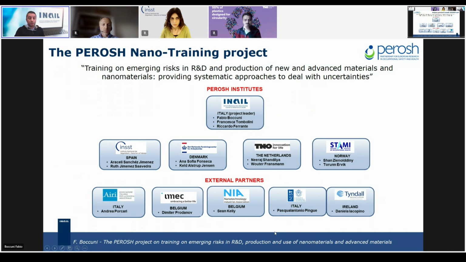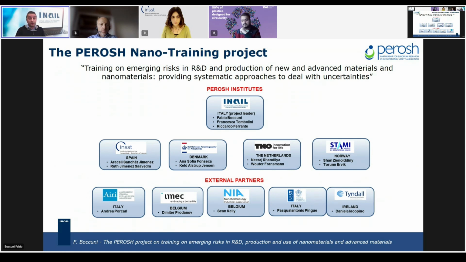So in this background, our role at the Occupational Safety and Health Institute is to promote safe and sustainable development of these new and advanced materials, with particular reference to nanomaterials. And in this background, we started our research project by involving 5 PEROSH institutes: INAIL from Italy, INSST from Spain, the NFA from Denmark, TNO from the Netherlands, and STAMI from Norway. I think some colleagues are also in the audience of this webinar today.